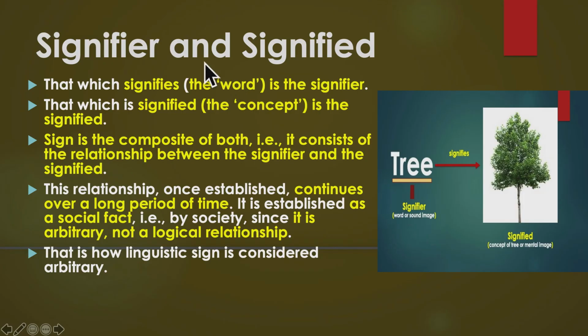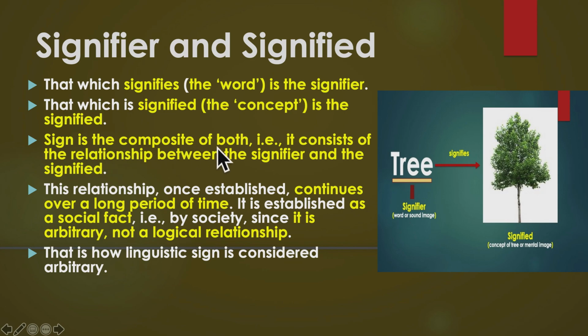Go to the next. Signifier and signified, further explained. That which signifies, the word, is the signifier. Look, this word signifies. So this word is the signifier. Look, word or sound image. That which is signified, the concept, is the signified. Look, this is the signified. This object is signified. So that which is signified, the concept, this is the concept of tree. Mental image.